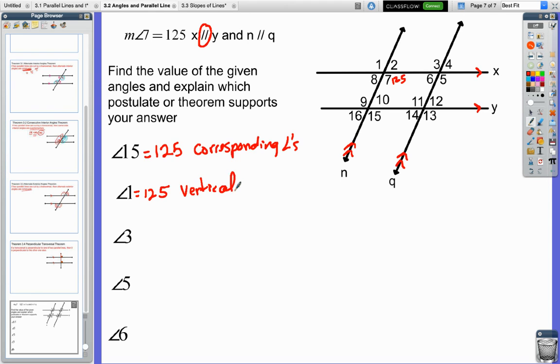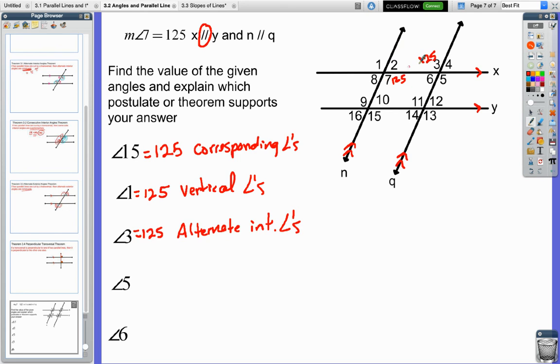Interesting. Why? What's 1 and 7's relationship to each other? They're vertical angles. Good. Let's look at angle 3. 7 and 3 right here. So what is 3's relation to 7? What would 3 be? It will also be 125. Why would it be 125? They're alternate interior angles.